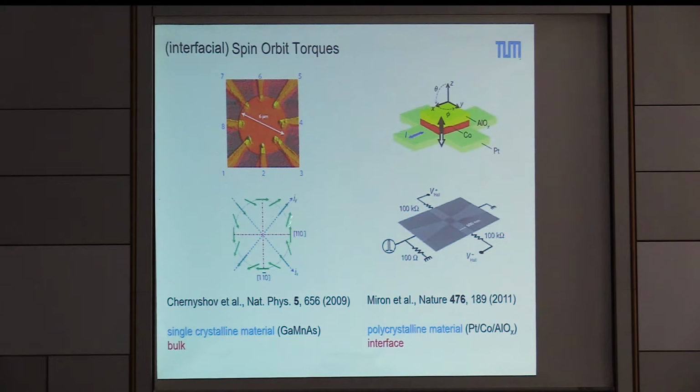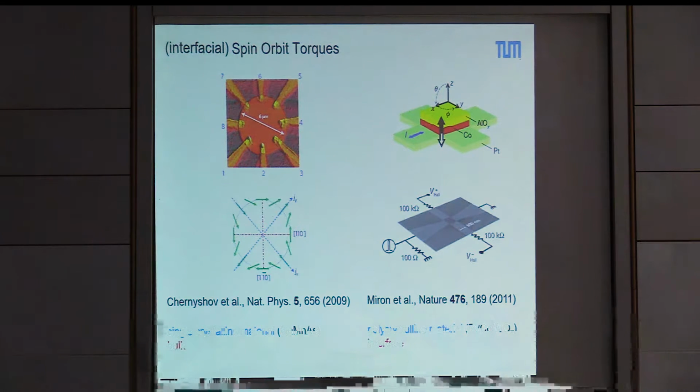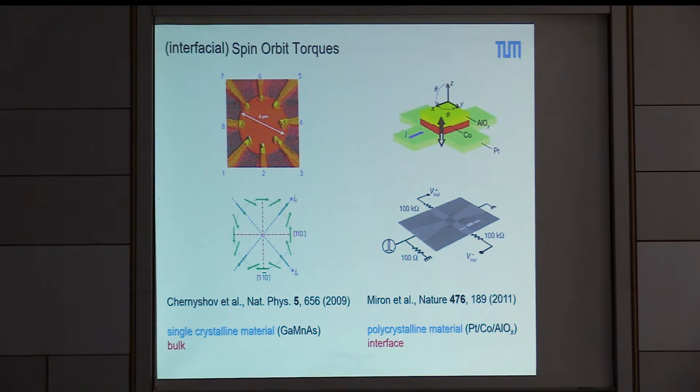And then some years later, it has been shown that if you use these planar heterostructures, so in this case it's a platinum layer with a thin cobalt ferromagnetic layer and aluminum oxide on top, that you can use a current that you run through such a platinum device to switch the magnetization in this perpendicularly magnetized cobalt film.